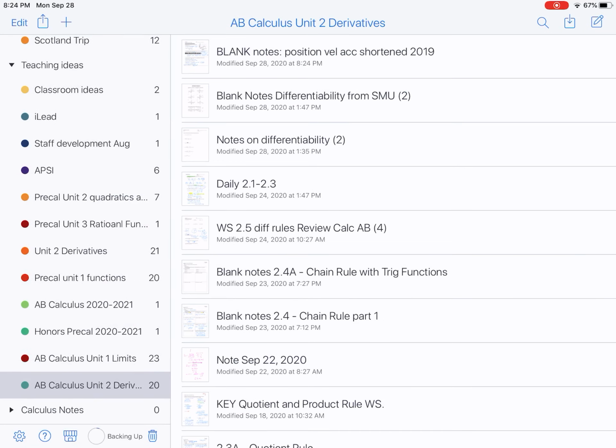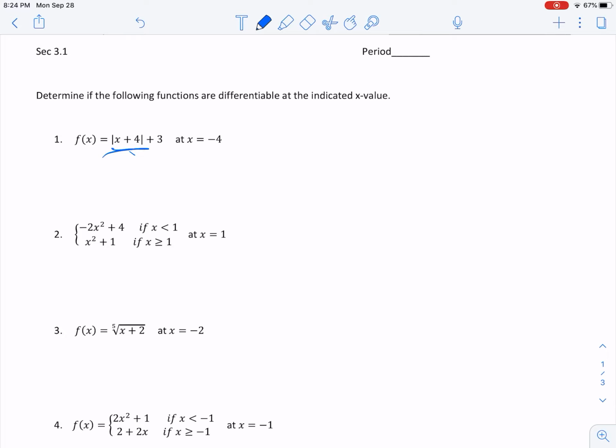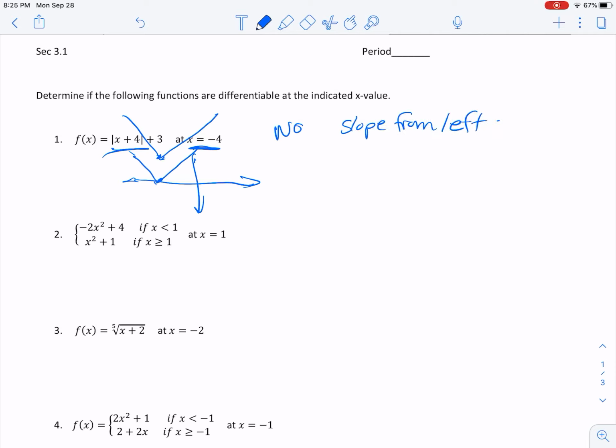Okay, our next lesson today is notes on differentiability, and we want to talk about points where the function's differentiable and how to check whether it is. Okay, the first one, we know this is an absolute value graph. That plus 4 shifts it over to negative 4. Oh, and it goes up 3. So they want to know, is it differentiable at negative 4? And the answer is no. Your slope from the left does not equal the slope from the right.